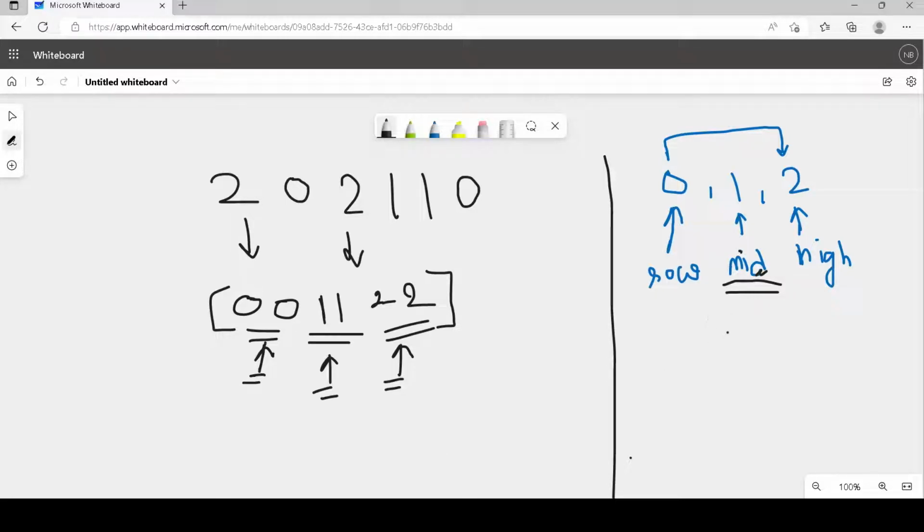Now I will write three conditions for this one. If my mid pointer encounters 1 in the array, then there is no need to change anything, right? Why? Because the ones should always be at the middle. So I will keep on moving in the array, so I will increment my mid pointer.